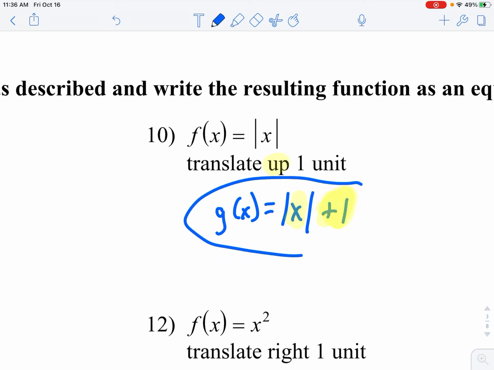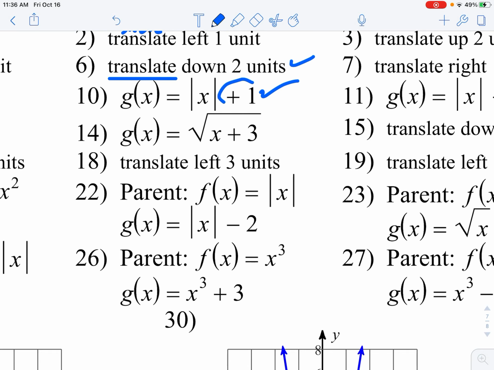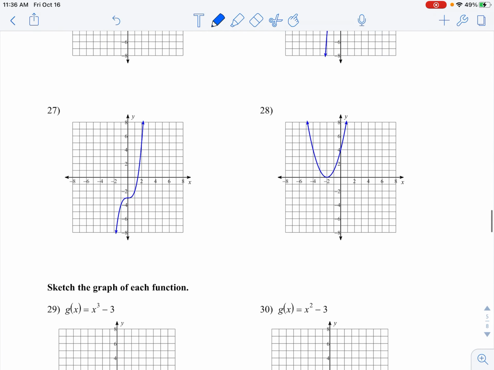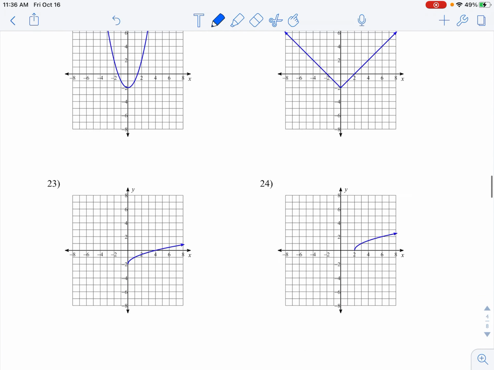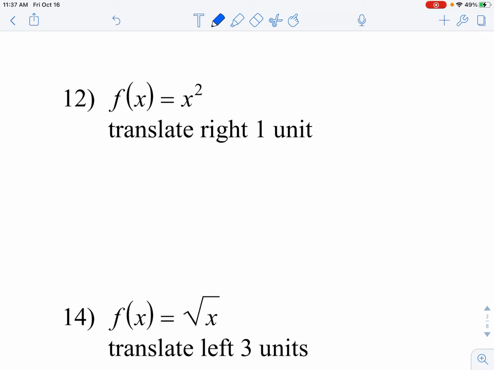Let's check the answer key and see if I am right. Number 10, right there. They use g of x and everything. Absolute x plus 1, and the plus 1 is outside of those absolute value bars. Let's look at number 12. F of x equals x squared. We want to translate it right 1 unit. So our answer is going to be called g of x.